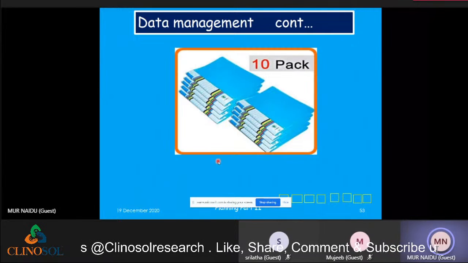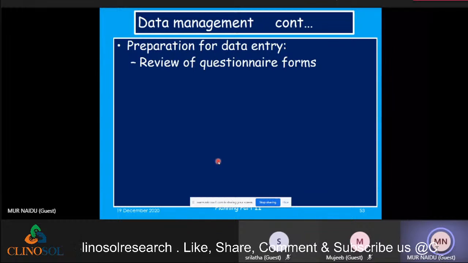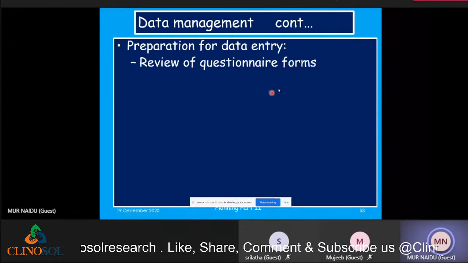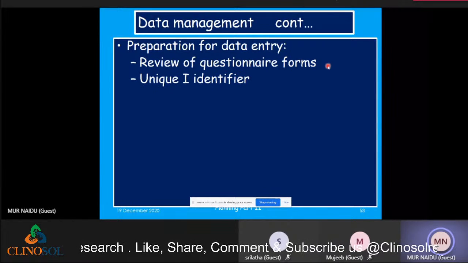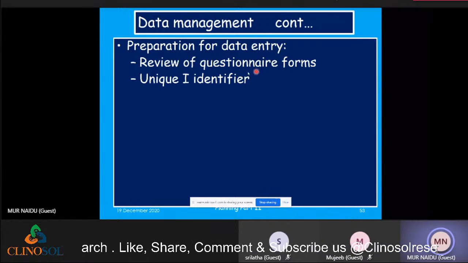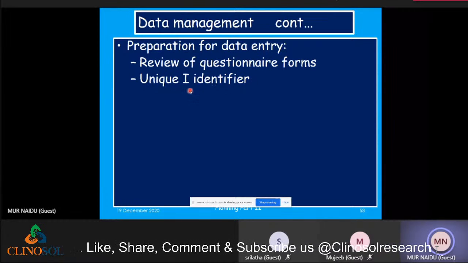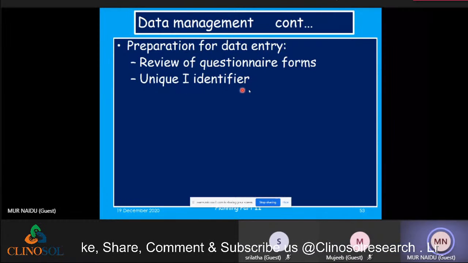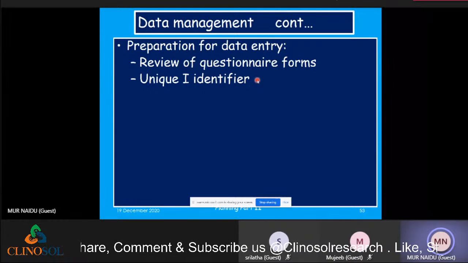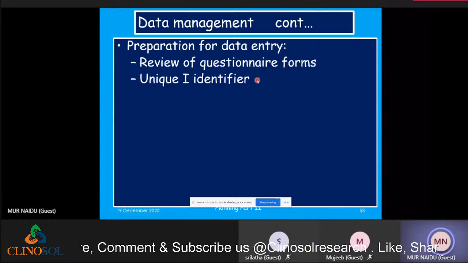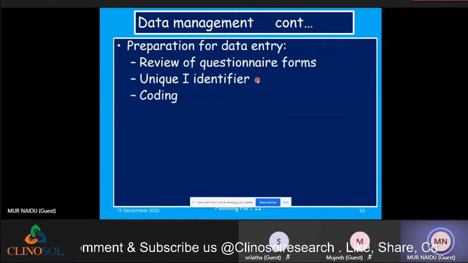Data management, preparation of data entry. This is very important. There should be a questionnaire form which is already prepared by the data management people. All clinical trials have their unique ID number. Every clinical trial may be with the same drug, same disease, but the identification number should be unique.